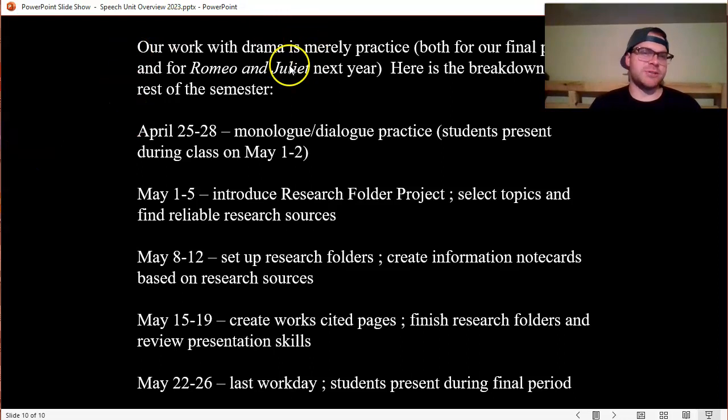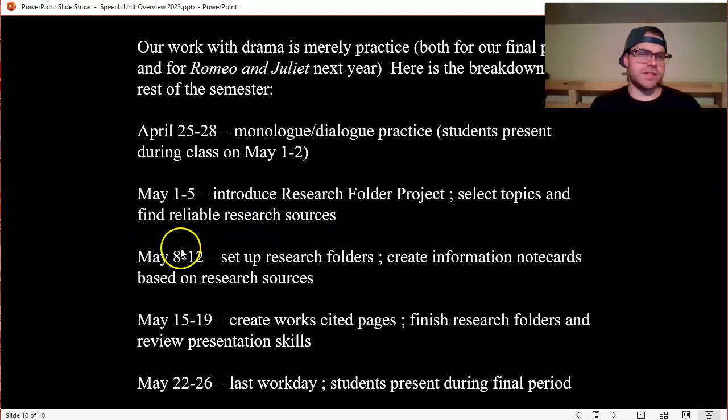In between presentations, May 1 through 5, that's where we'll introduce our final project. It is creating a research folder, and I have a bunch of examples in my classroom for that. During that first week, we should be able to get our topics selected. I've got a big topic list I'm creating. We'll also talk about how to research using the internet, and we'll work on collecting some research sources in order to identify some more information about our topics.